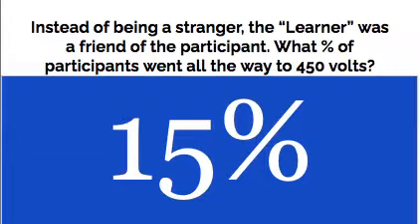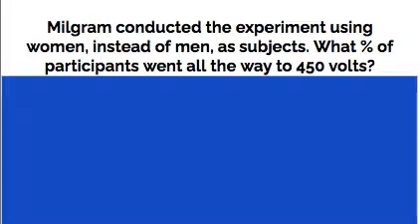Of course, there are other variables to look at as well. Milgram conducted the experiment using women instead of men as subjects. What percent of women would be obedient? His first experiment was all men, and a lot of people look at it and say, well, women would be less brutal, less violent. Women would be less likely to push all the way to 450 volts.